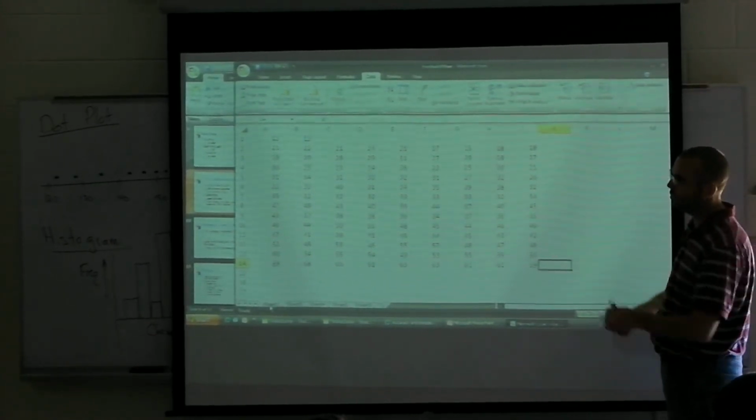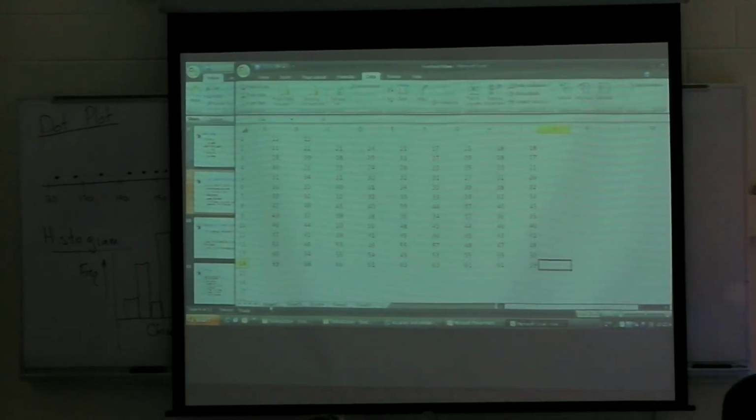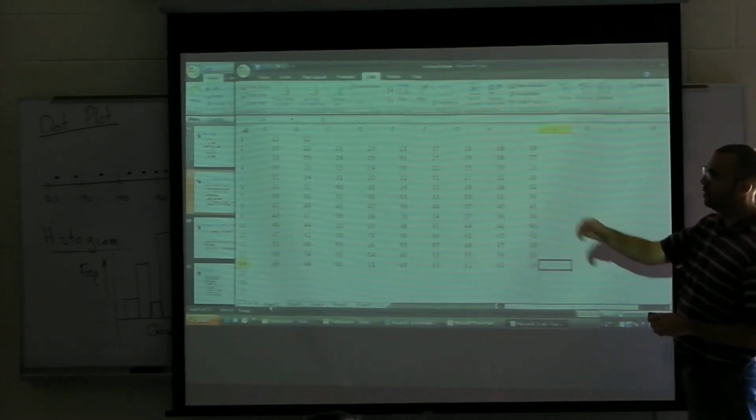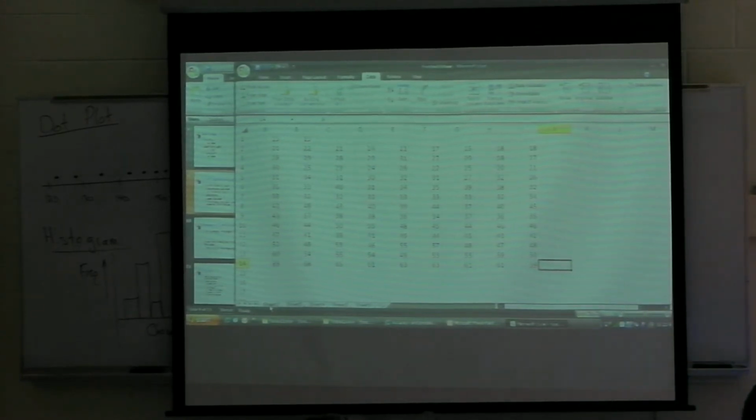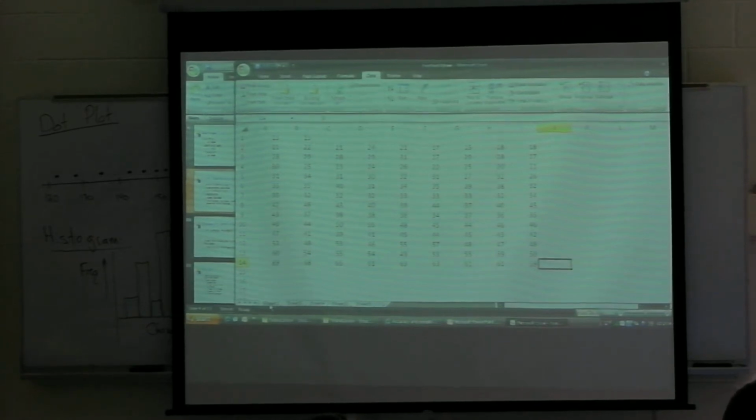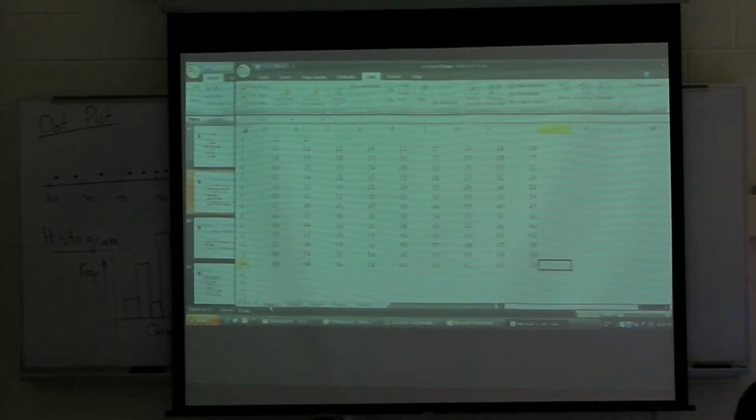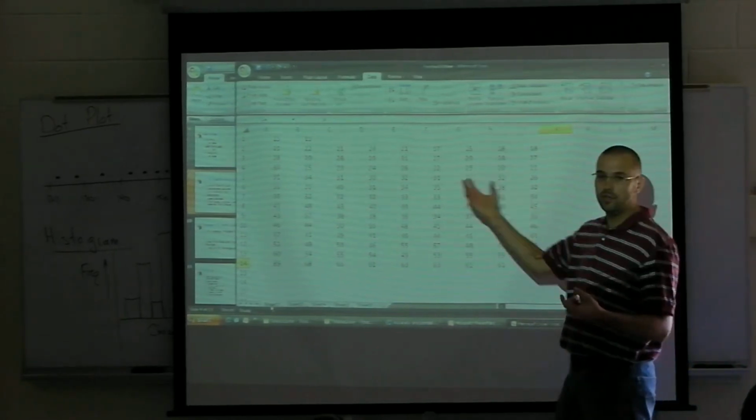Well, I can use a histogram. What my histogram is going to do is take this data and sort it in a way that allows me to get a picture that is usable. The first thing I have to do is identify what are called classes. All a class is, is a collection of these data values.